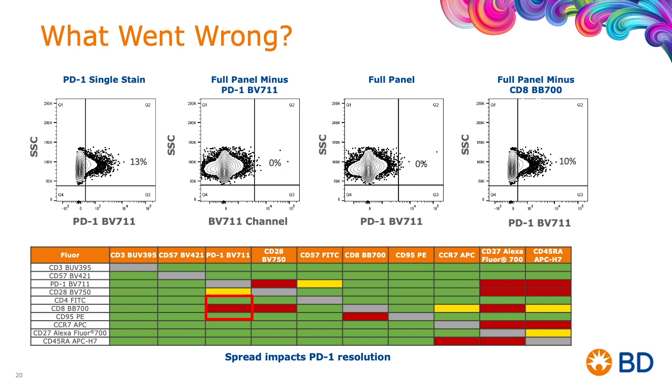This is another way we use FMO controls: to understand and discover which fluorochrome introduced spread. And you can see that now that we have removed just one fluorochrome, BB700, so this is a cocktail with 9 antibodies, we have restored the real population of PD-1, and we can now see 10% of the cells. So this really confirms that, as predicted by the reference spread matrix, we introduced a spread by using CD8 BB700, and that had a significant biological impact on our panel.